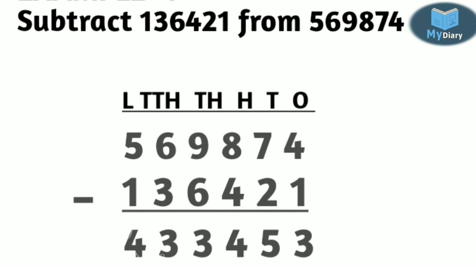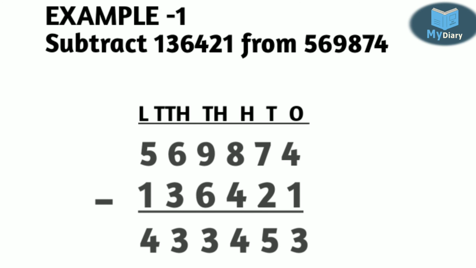Let us see an example. Subtract 1,36,421 from 5,69,874. 5,69,874 is the greater number. Arrange them in a column one below the other. Now start subtracting. Subtracting ones. 4 ones minus 1 one is equal to 3 ones. We write 3 under the ones place.